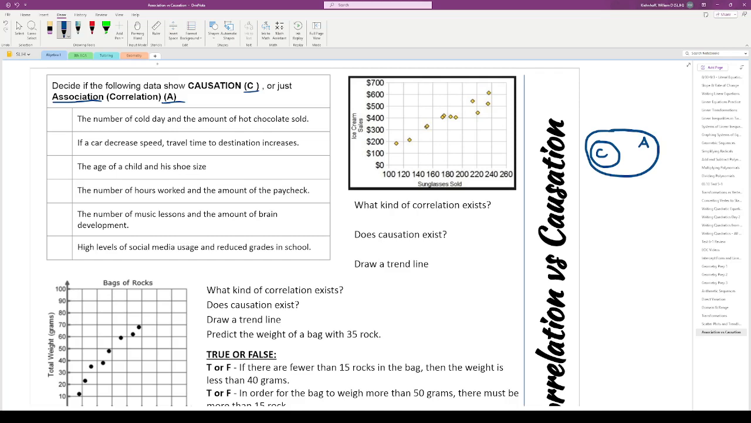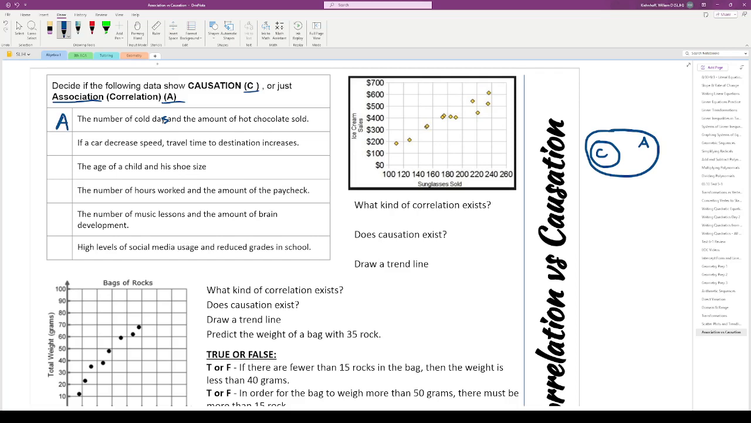Okay, so the number of cold days and the amount of hot chocolate sold. We could definitely see why there's an association, right? People like to drink hot chocolate when it's cold. But is it a direct cause and effect? Does cold result in buying hot chocolate? No, there's certainly intervening steps in there, right? We would have to make up a story about, okay, it's colder, so we want a hot beverage, so we go and buy hot chocolate. So it's not direct cause and effect. So we're going to call that one association.